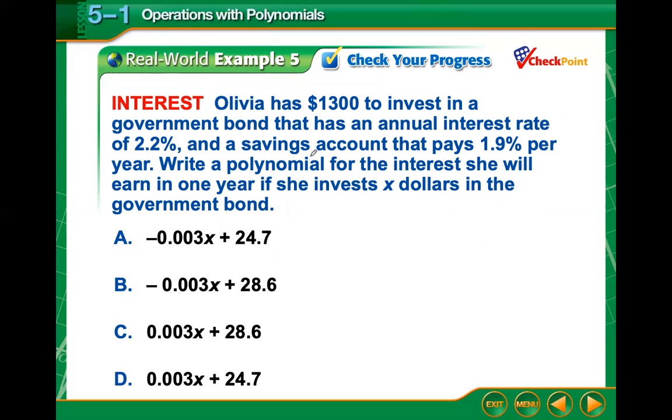All right, taking a look here, we have Olivia has $1,300 to invest in a government bond that has an annual interest rate of 2.2% and a savings account that pays 1.9% per year. Write a polynomial for the interest she will earn in 1 year if she invests x dollars in the government bond. So here we have, she has 1,300. You're going to get D.